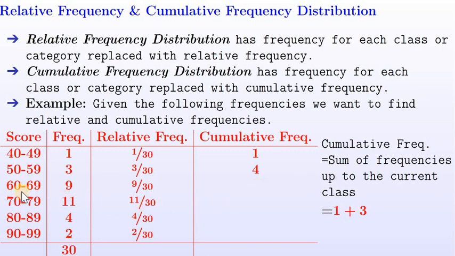So, for this interval, the cumulative frequency is 4 plus 9, which is 13. For this interval, cumulative frequency is 11 plus 13, which is 24. For this interval, cumulative frequency is 4 plus 24, which is 28. Finally, cumulative frequency for this interval is 28 plus 2, which is 30.